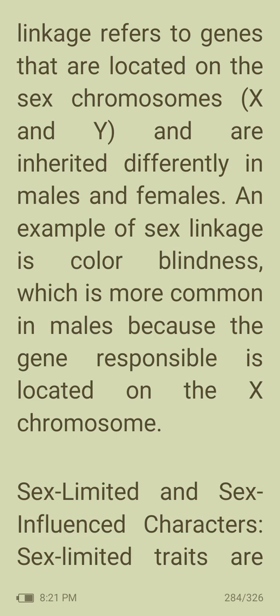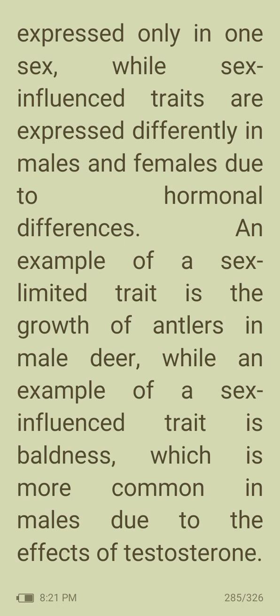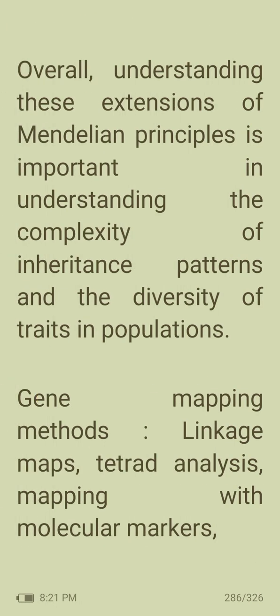An example of sex linkage is color blindness, which is more common in males because the gene responsible is located on the X chromosome. Then sex-limited and sex-influenced characters. Sex-limited traits are expressed only in one sex, while sex-influenced traits are expressed differentially in males and females due to hormonal differences. An example of a sex-limited trait is the growth of antlers in male deer, while an example of a sex-influenced trait is baldness, which is more common in males due to the effect of testosterone.